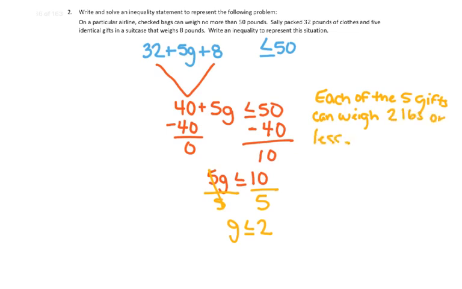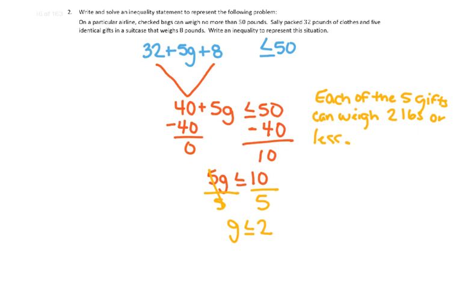That less than or equal to means they can weigh up to 2 pounds or they can weigh less than 2 pounds, but they cannot weigh more than 2 pounds. If they weigh more than 2 pounds, then her bag will be heavier than 50 pounds and she won't be able to check her bag. So that is the way that we solve inequalities to determine a missing variable.